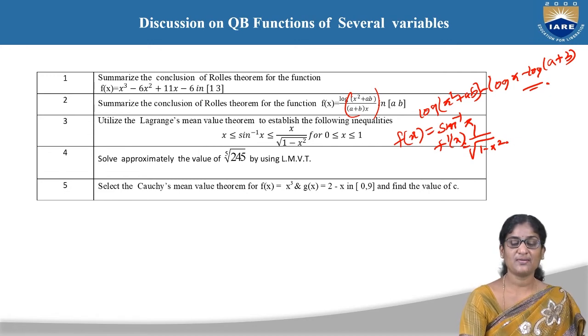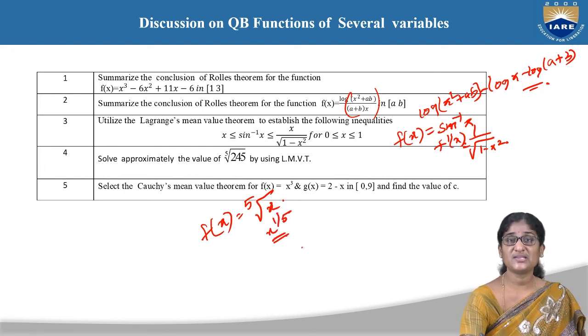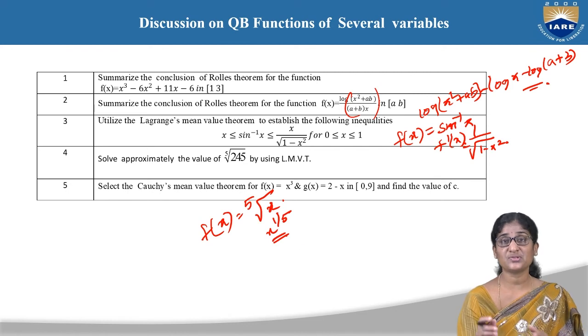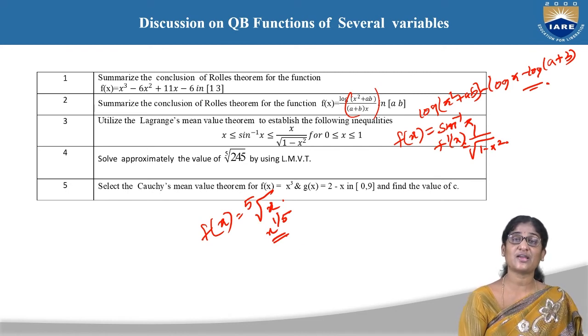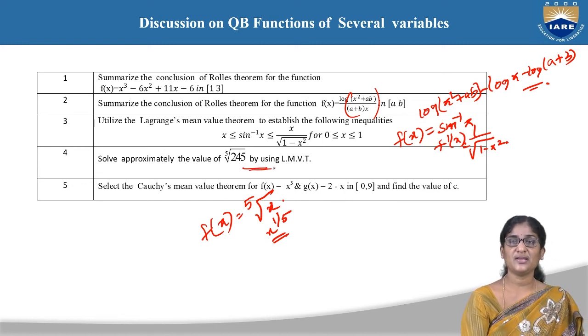Next, fourth question, solve approximately fifth root of 245 by using Lagrange's mean value theorem. Here, for the fourth question, we have to assume the function as fifth root of x, that is x to the power of 1 by 5. We have to assume that this function is a continuous function. We have to choose only that interval where this gives finite values. So choose that interval and apply the Lagrange's mean value theorem to give an approximate value of the fifth root of 245.